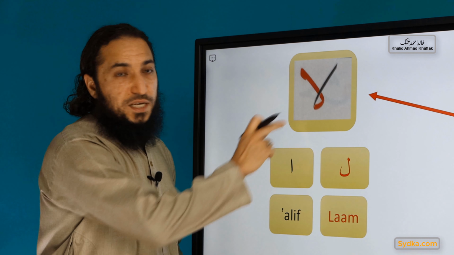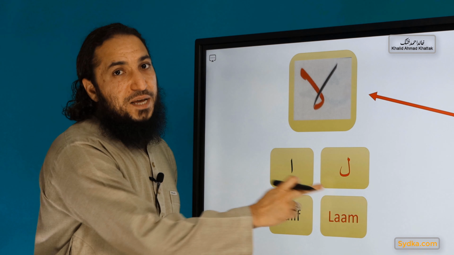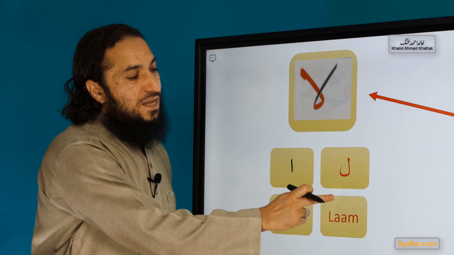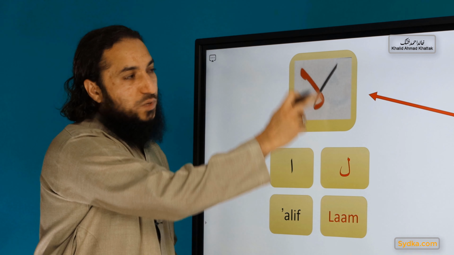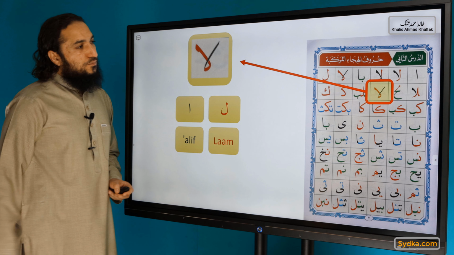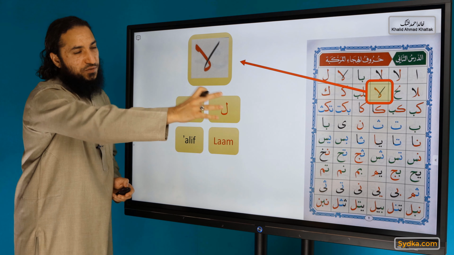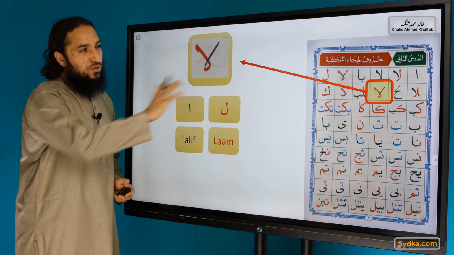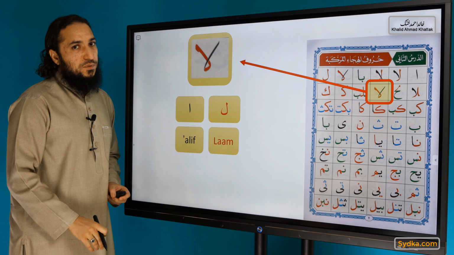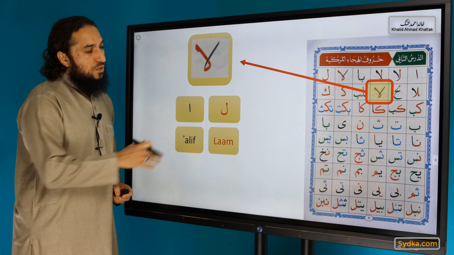This is another way of writing lam alif. So the red one is lam and the black one is alif. The reason you have seen different types of writing lam alif is because you will see all these in practical examples. So that's why you have to get used to it.